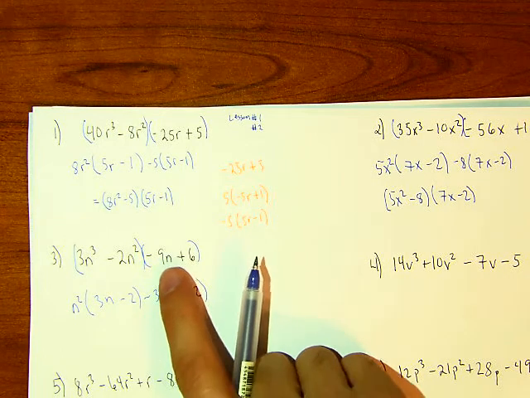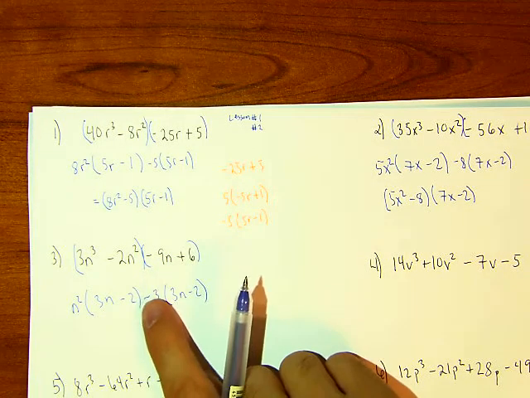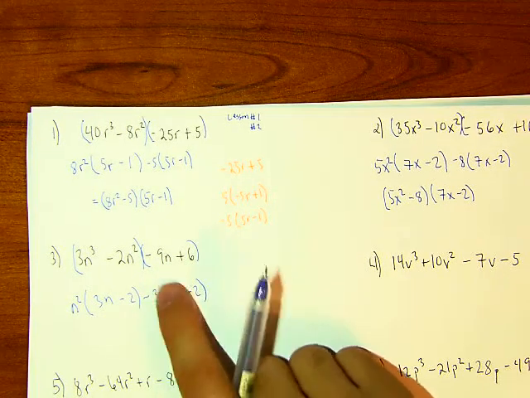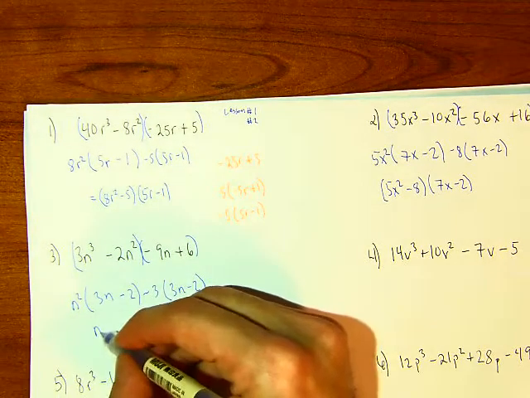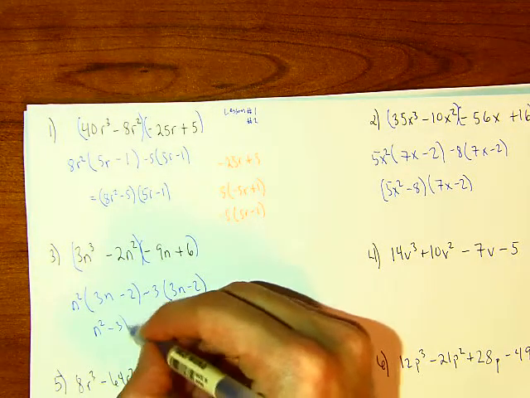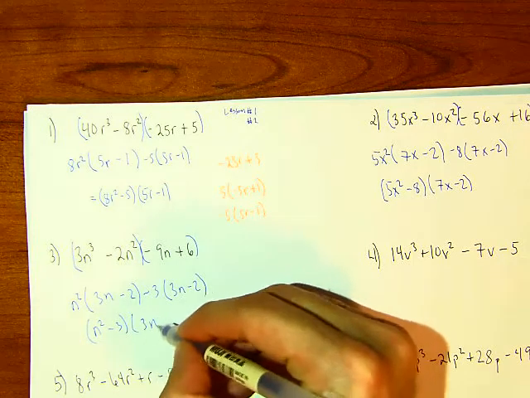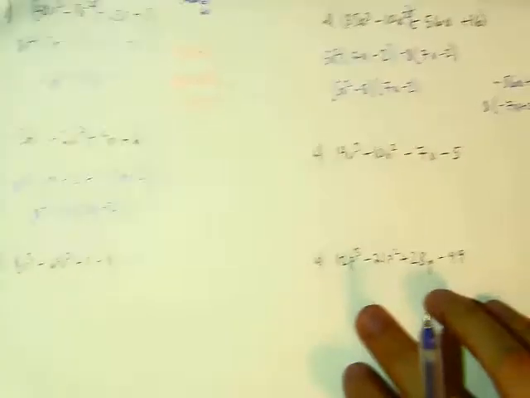You don't want to take out a 3. You want to take out a minus 3. And when you take out the minus 3, you get that. So then what does this become? You group them: n squared minus 3 and 3n minus 2. Okay, let's do the next one.